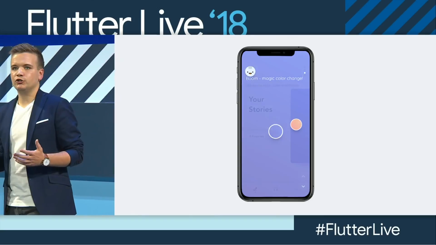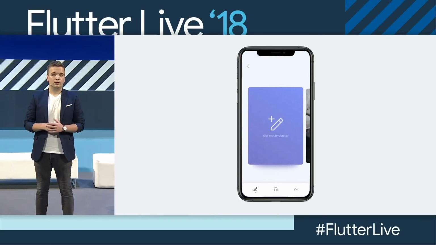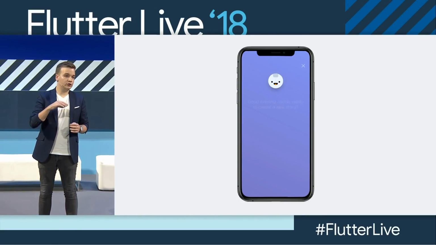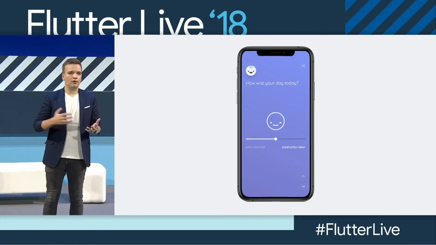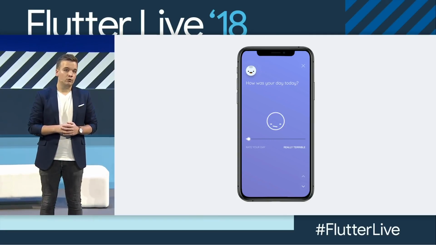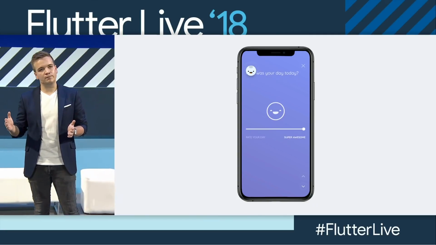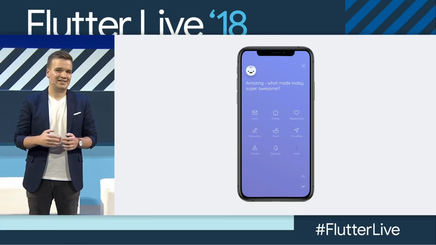Now, all of this is then bundled together into what we call a story. Users can then go back in their journal and reread the stories to see what they were up to and how they actually felt. However, we can also show them how they've been progressing over time, by giving them aggregated statistics.